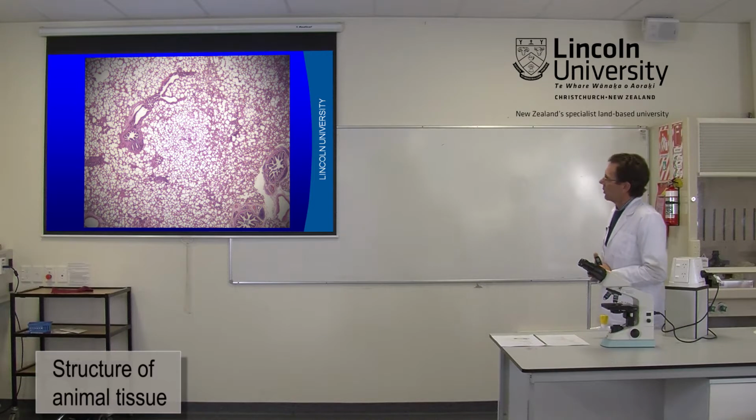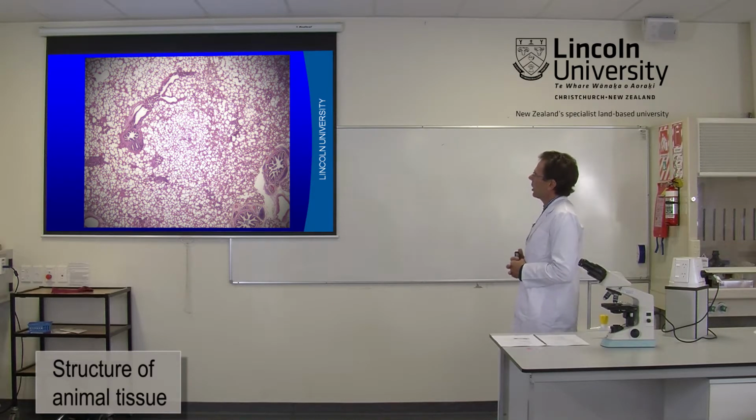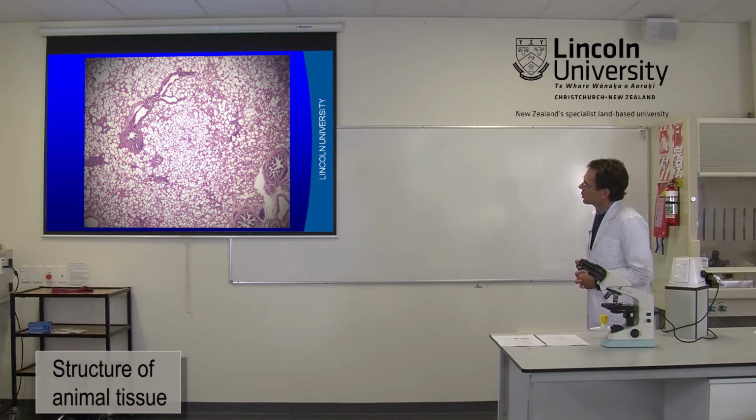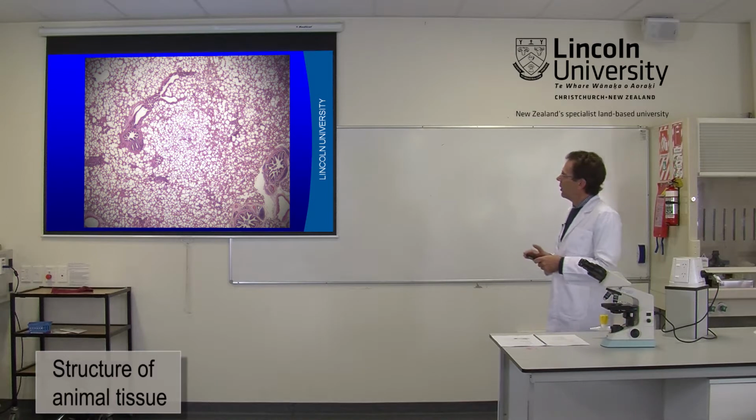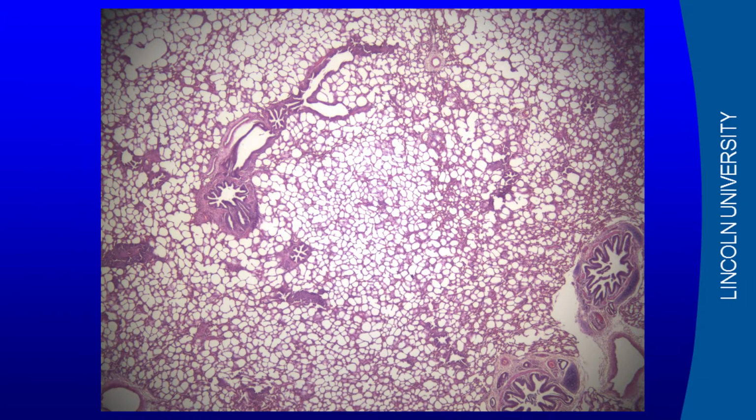So under low power, the lung looks like this. And basically what you're seeing here is very much a spongy sort of material. As I said before when we looked at the real thing, all these little air sacs here, which is what all this is, would be much larger. So there'd be a lot more white and a lot less pink. That would all be stretched out.